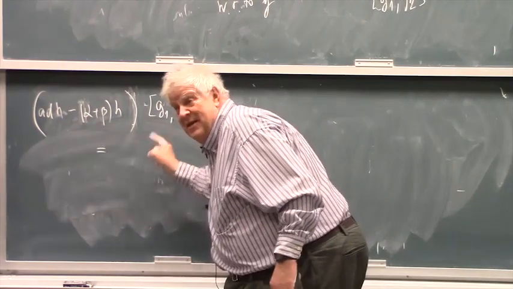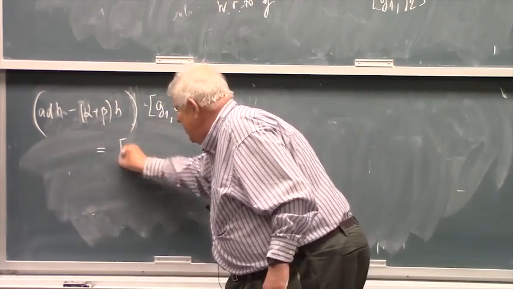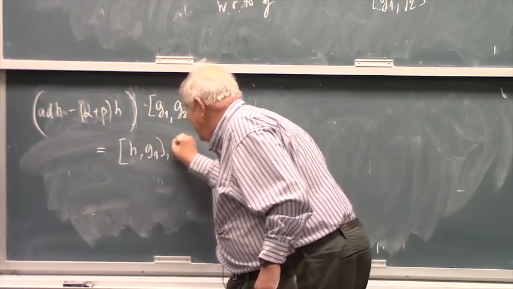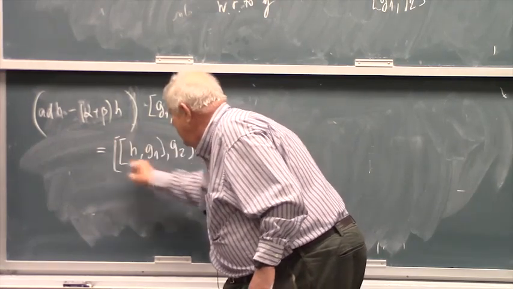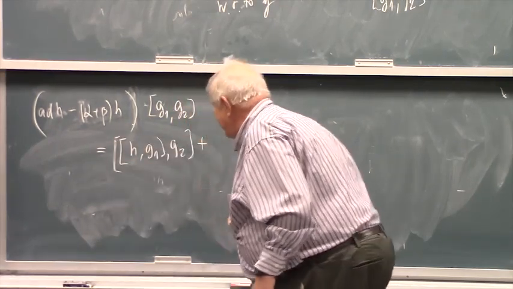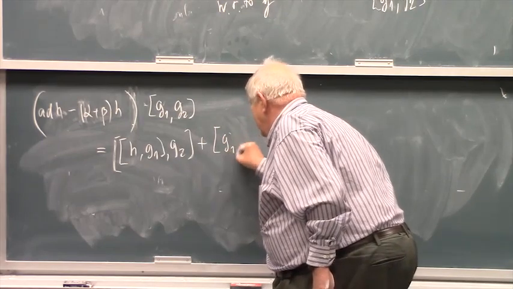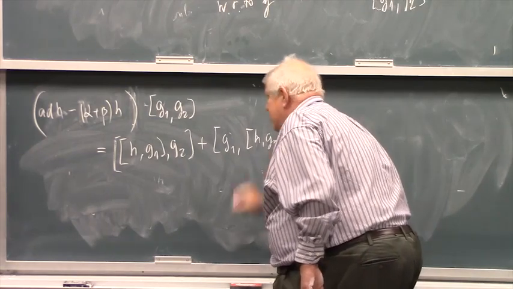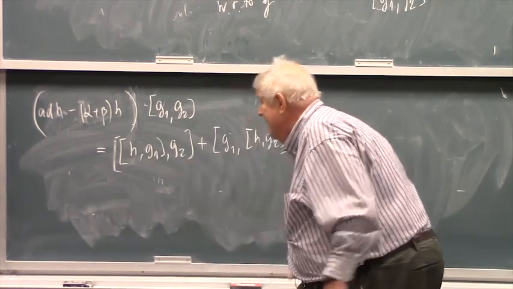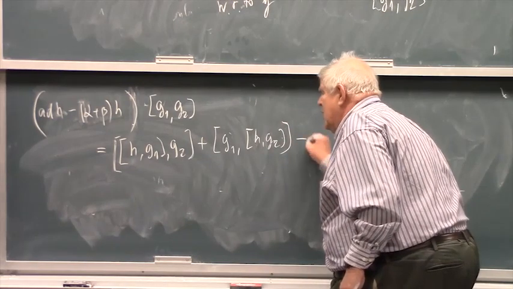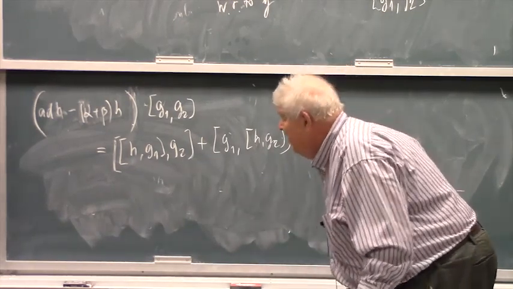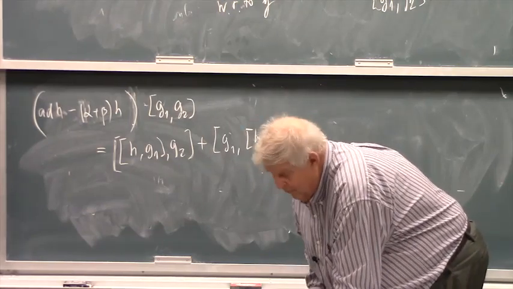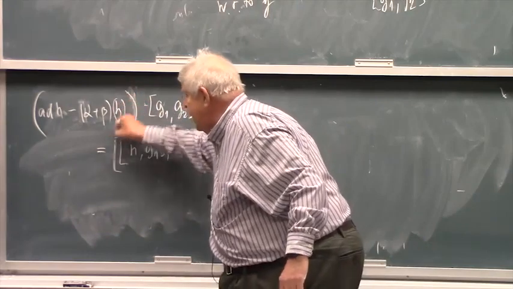First, this. It will give me, according to the Jacobi identity, [H, G1] G2 plus G1 [H, G2]. Very interesting. Now this, and I prefer to write this in the following way. So I apply alpha plus beta of H. You understand? Alpha of H plus beta of H.